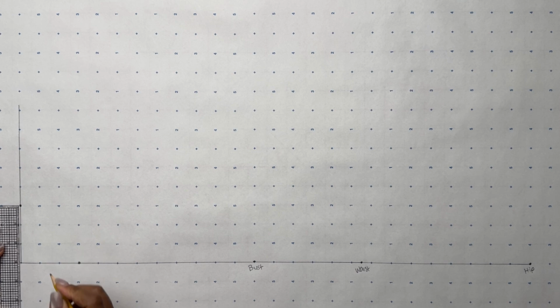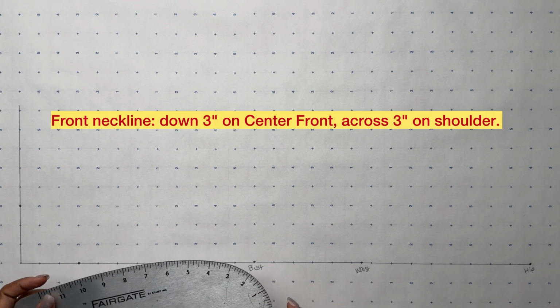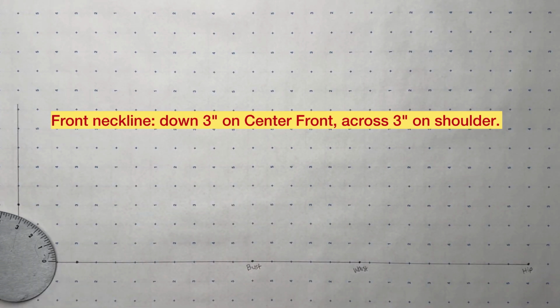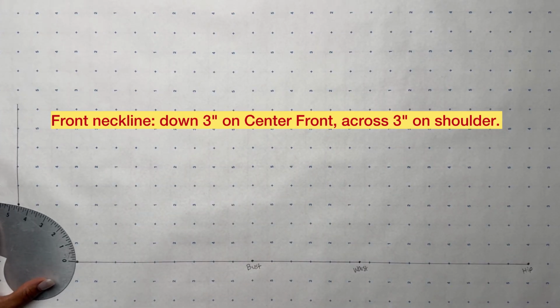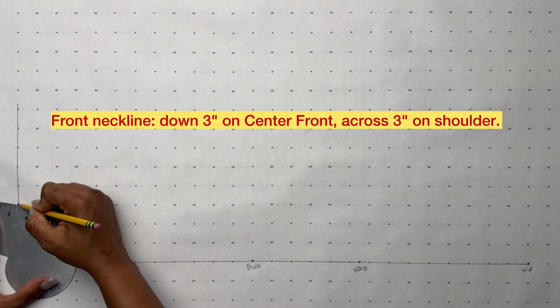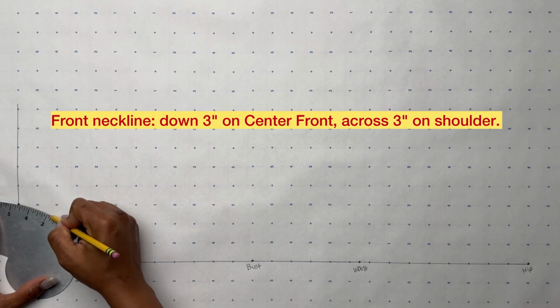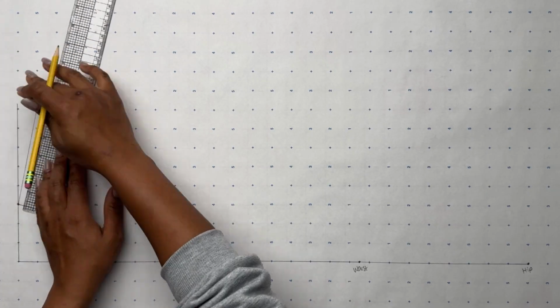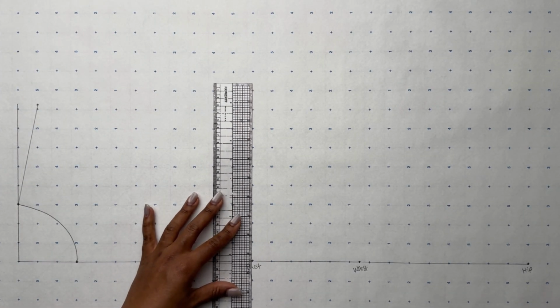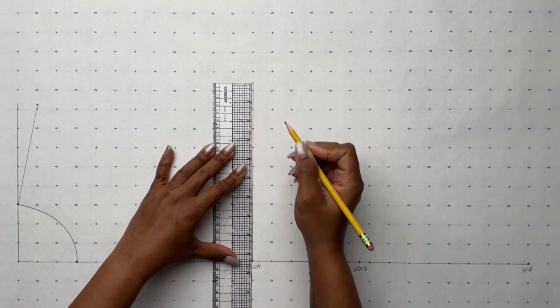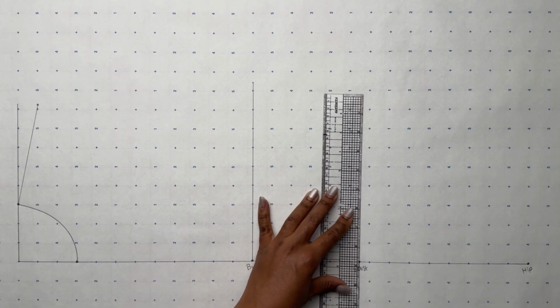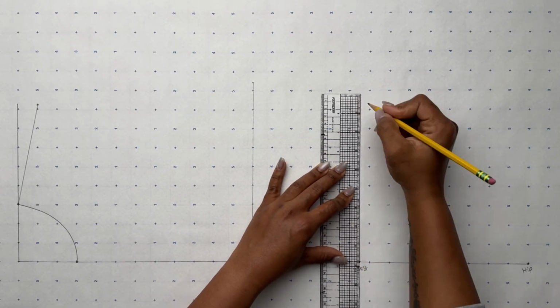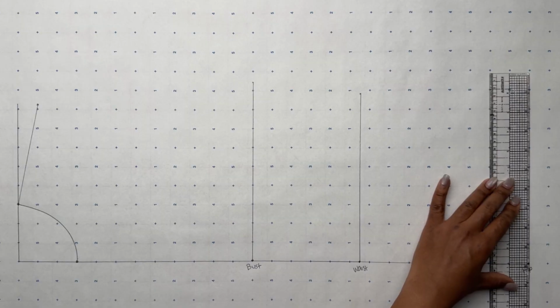So even creating the shoulder slope will be the exact same. The only difference is now where we are at the neckline. For the front neckline, we're going down 3 inches on the center front and across 3 inches on the shoulder. And you're going to use your French curve ruler, and you're going to connect the dots to create that curve. I'm just going to fast forward through this part because, again, it is identical to our back bodice block. We are still going to add our waist dart, so make sure you add that extra inch on your waistline.